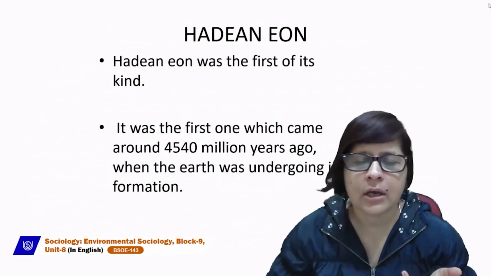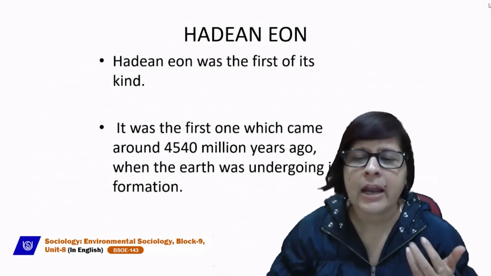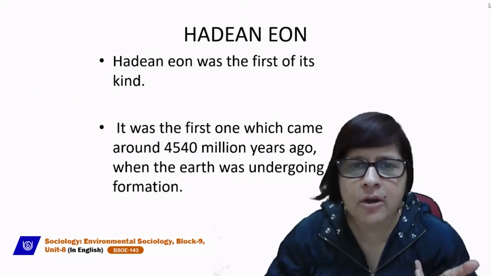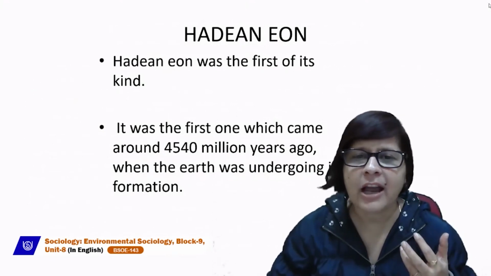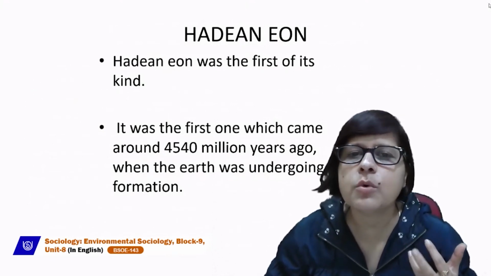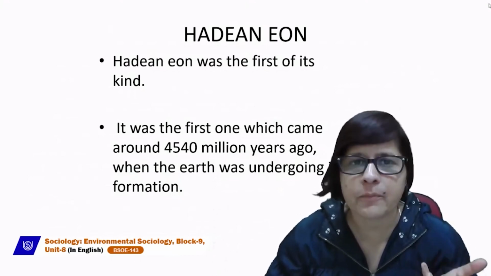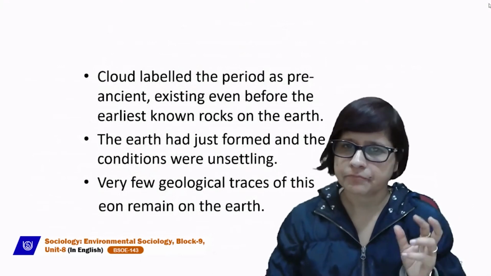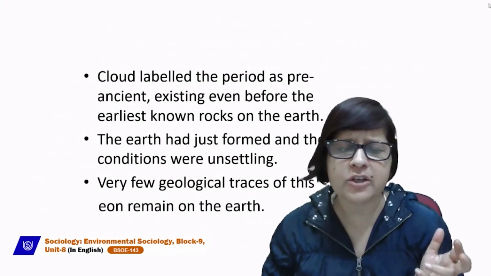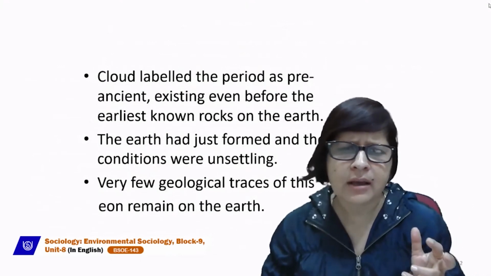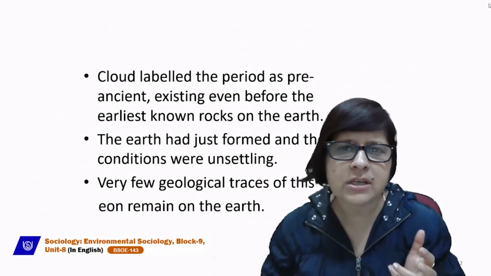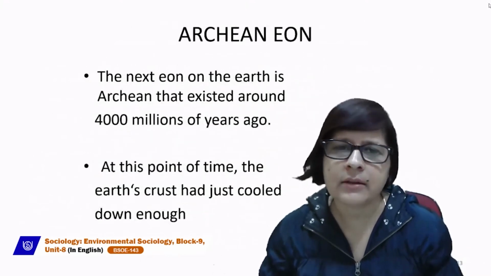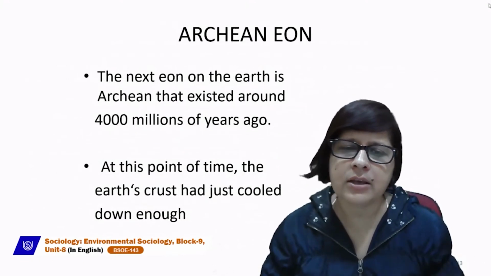The first eon was the Hadean. The Hadean is the first eon on the earth, when the earth was undergoing its formation. This is the pre-ancient eon. The earth was just formed and was in unsettled conditions, right? After this comes the second eon, the Archean.